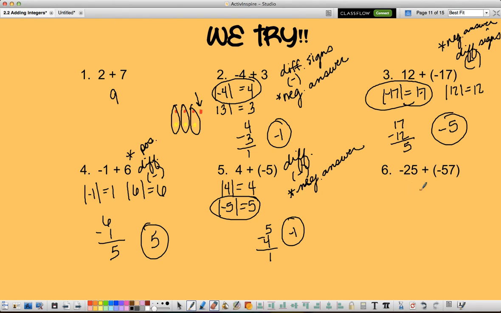Oh, lovely. Same signs, so I just add like normal. So I just add 57 plus 25. I add my absolute values, and I get 82. But since they're negatives, I know my answer has to be negative, so it's negative 82.